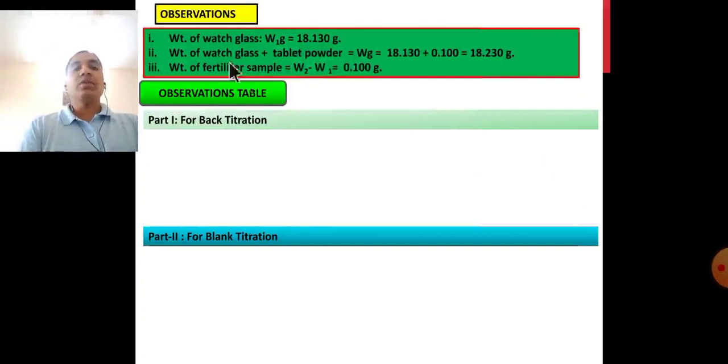Observations of this experiment. First, weight of watch glass is W1 gram, equal to 18.130 gram. Second, weight of watch glass plus tablet powder is W2 gram, equal to 18.130 plus 0.100, which is 18.230 gram. Weight of tablet sample is equal to W2 minus W1, which is 0.100 gram.